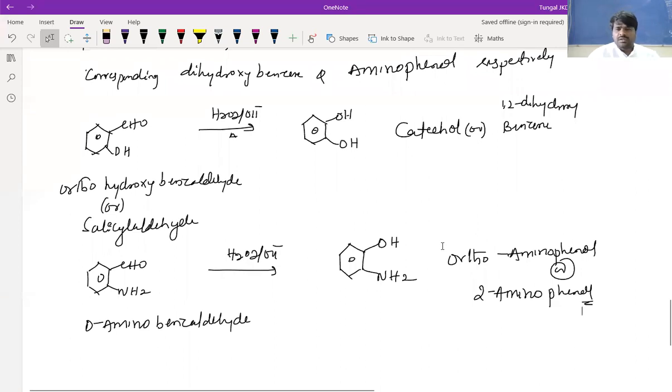Almost all the methods we have discussed. Any method can be asked from both points of view, like preparation of phenol from diazonium salts, from benzene sulfonic acid, from chlorobenzene, or from cumene. So anything could be asked, and all the methods are important.